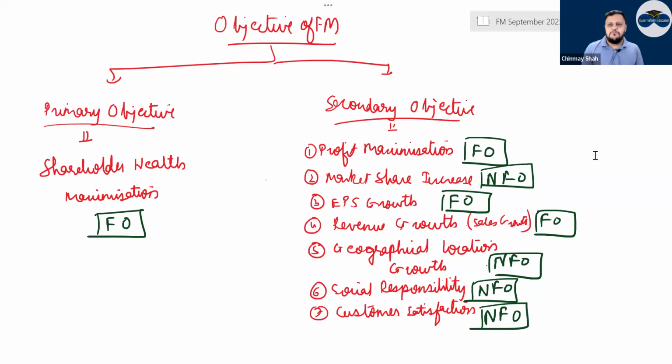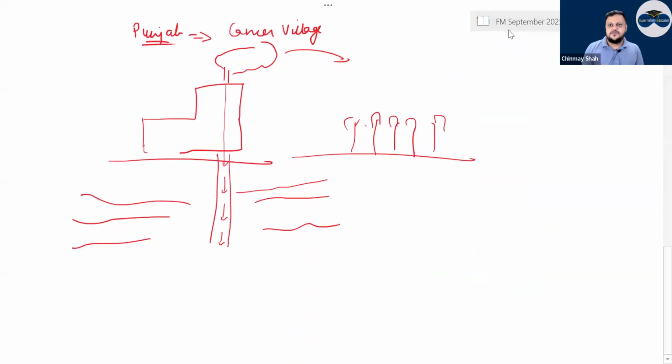Profit or shareholder? Shareholder wealth maximization. If the $100 share price should go to 200, correct or not? Then secondary objective is profit maximization, market share, EPS growth, revenue growth, geographical growth, social responsibility, customer satisfaction. In that we have written which ones are financial objective, non-financial objective, right? So you could go through it once, have a look.